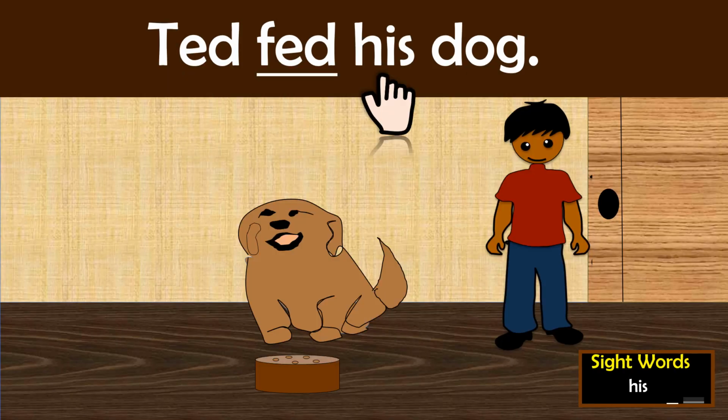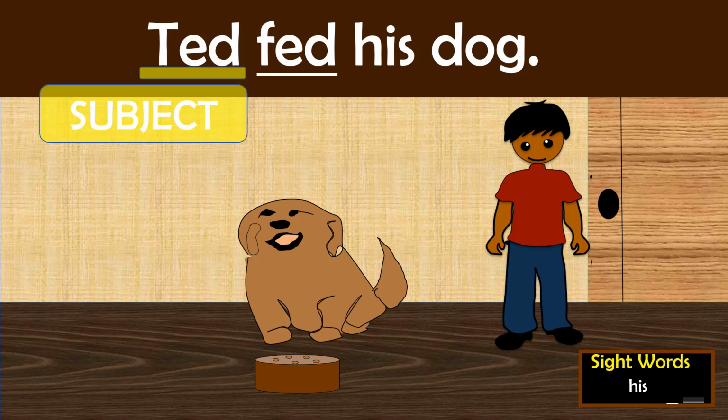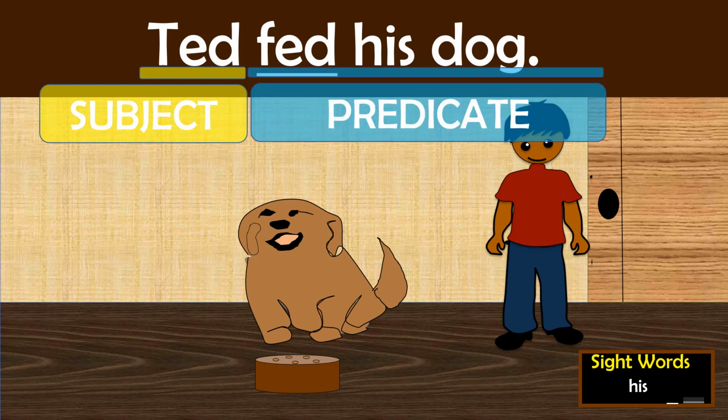Ted fed his dog. Who are we talking about in this sentence? Yes, Ted. Ted is the subject. And what did Ted do? Ted fed his dog. This is the predicate. Fed is the verb.